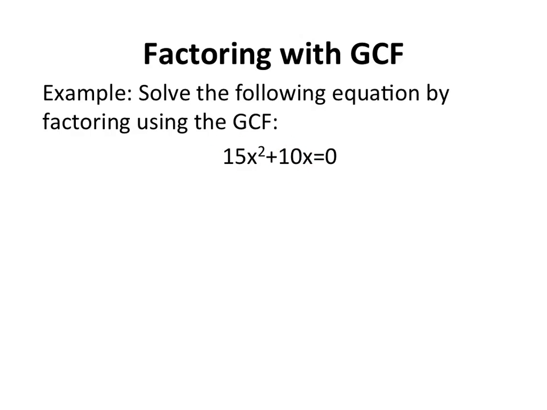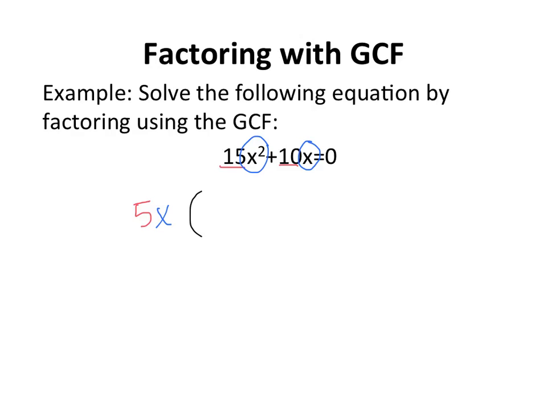the coefficient. So the coefficient is 15 and 10. The GCF of 15 and 10 is 5. Now let's look at the variables. The GCF of the two variables is the lower power, so we get 5x. Once we have the GCF, we need to find the remainder.